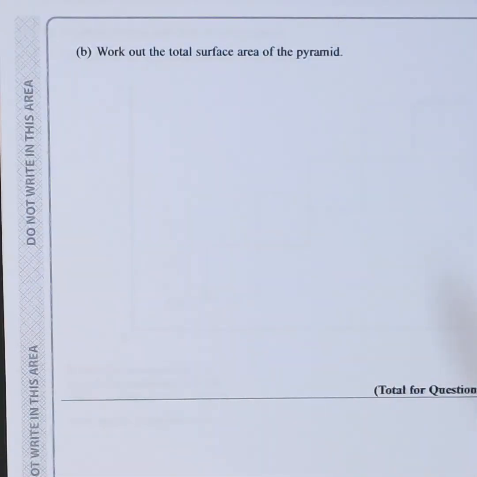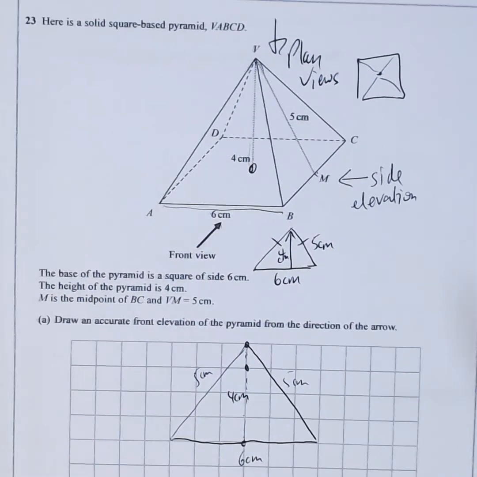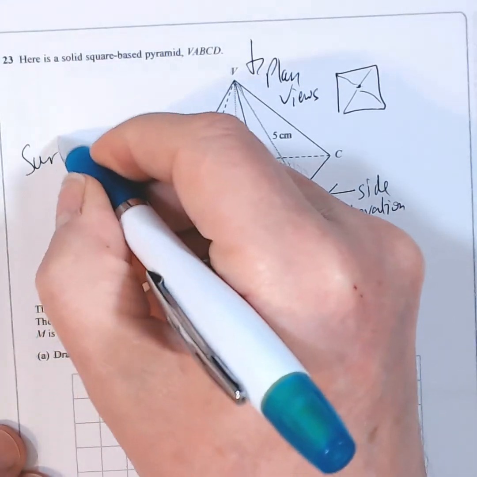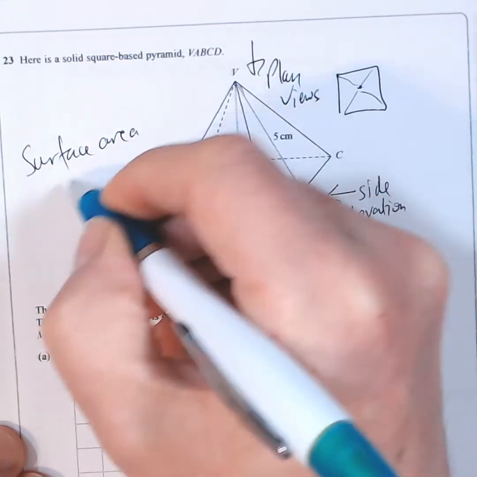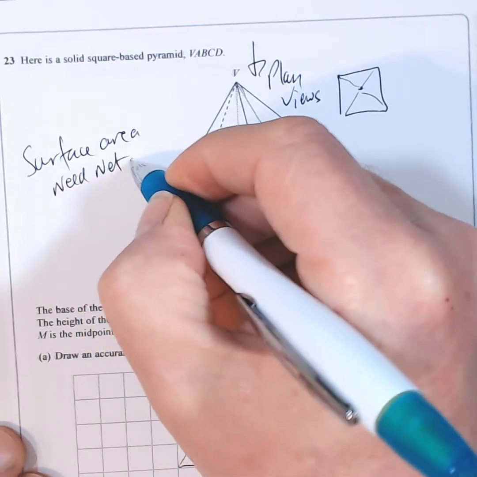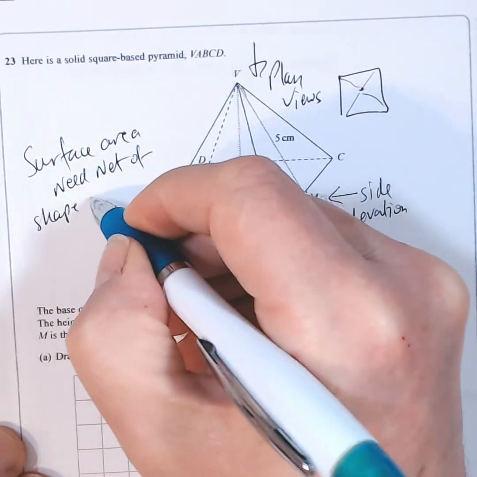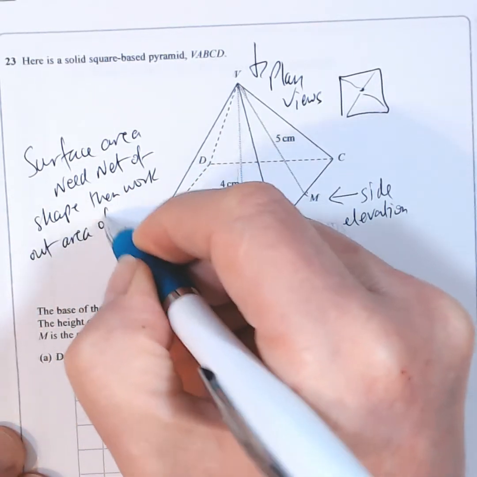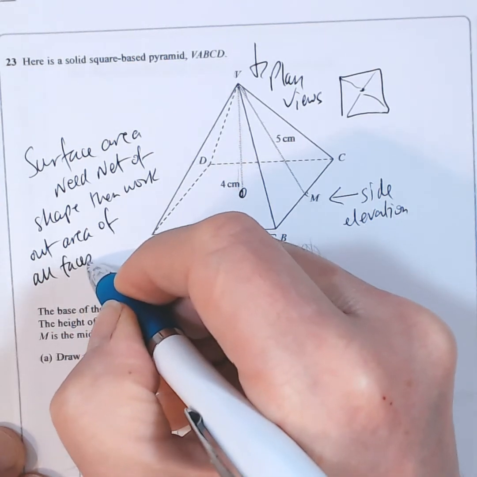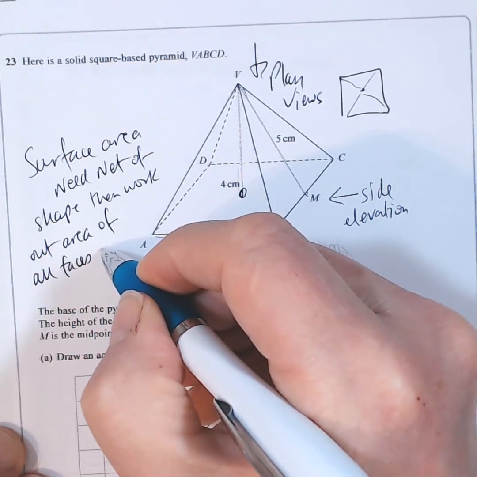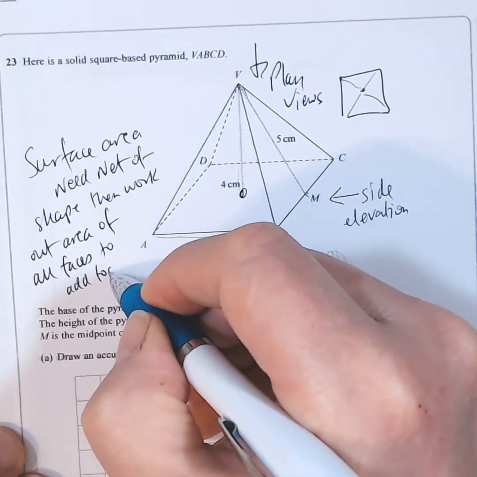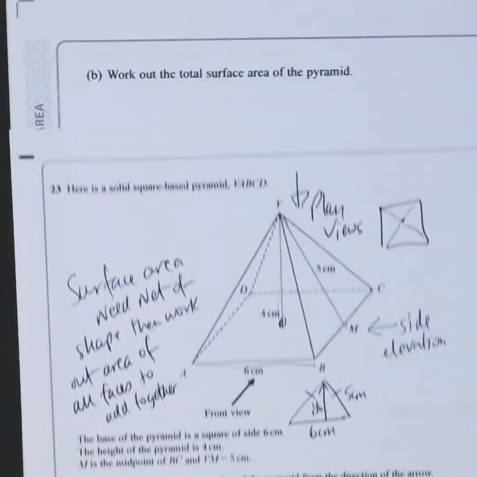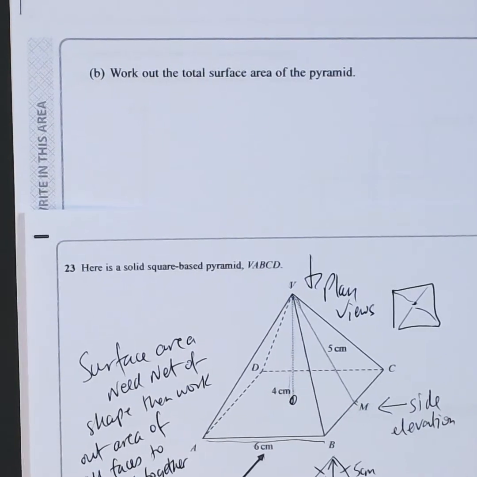It says work out the total surface area of the pyramid. So basically when we want the surface area we need the net. So surface area, need net of shape. Then work out area of all faces to add together. Okay, so this question wanted you to carry on and do the surface area.